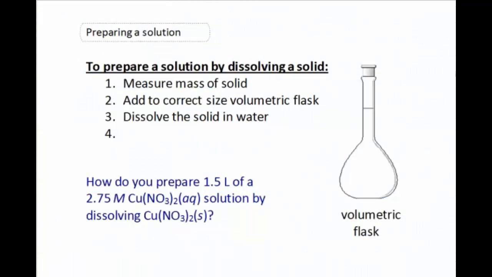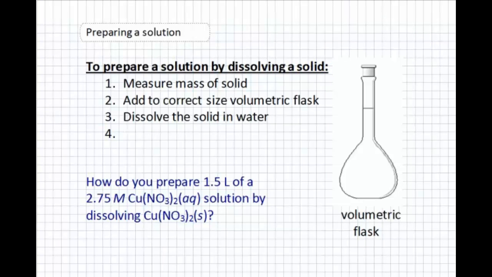To actually prepare a solution by dissolving the solid, we have to do that calculation that we did. Figure out how much solid we want. We're going to measure it out, and we're going to add it into a volumetric flask of the correct size.